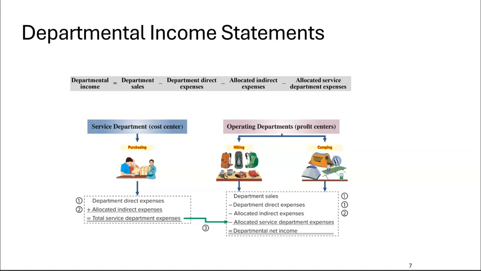And then the question becomes, what causes those costs to change? So, for the service department, we collect their direct expenses plus any allocated expenses, and then we turn around and allocate that to the operating divisions.